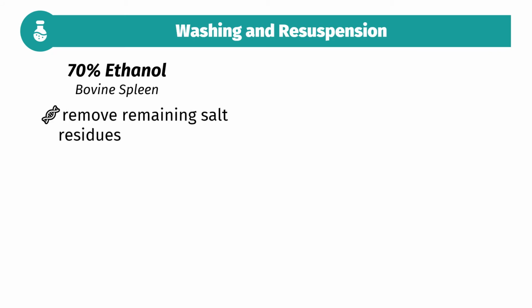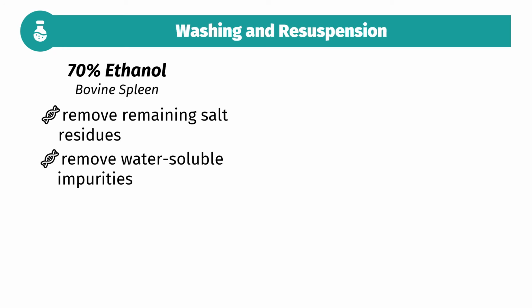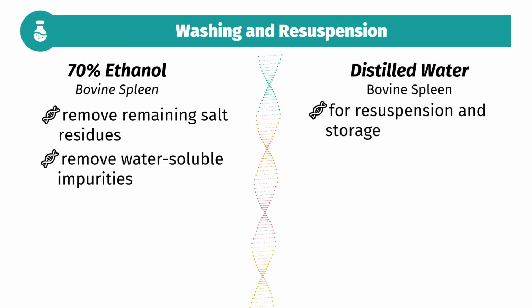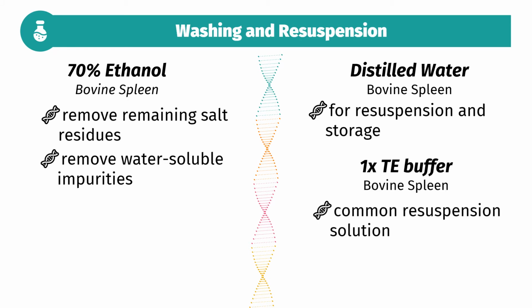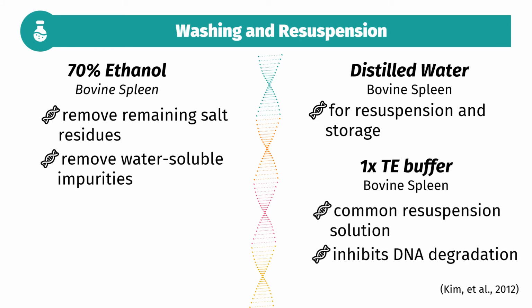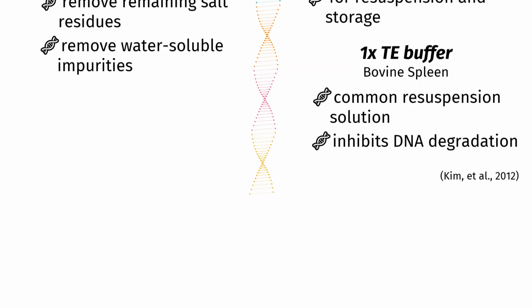The isolated DNA is washed with 70% ethanol to remove the remaining salt residues and other water-soluble impurities, which can interfere with the resuspension of DNA in water for storage. However, DNA is commonly resuspended in buffers such as TE buffer, which contains Tris and the chelating agent EDTA to inhibit the degradation of DNA by DNases.